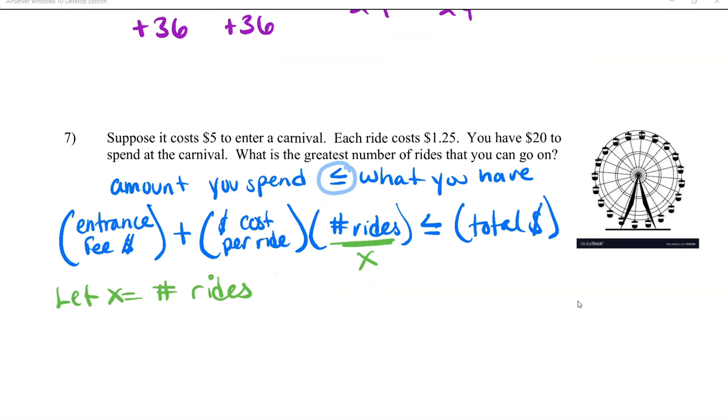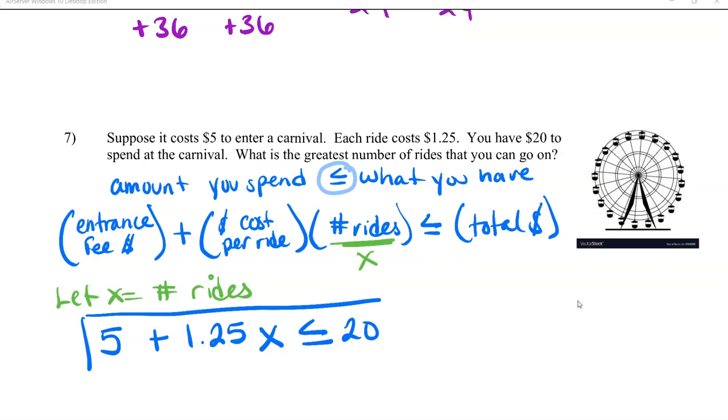And for those of you that are having a little difficulty setting up inequalities for word problems, I strongly recommend that you attempt to write a verbal model and then replace the words with the values that you know in the given situation. So the entrance fee costs $5. We are paying $1.25 per ride. We don't know the number of rides. This has to be less than or equal to the $20 that we have. So there's our inequality.